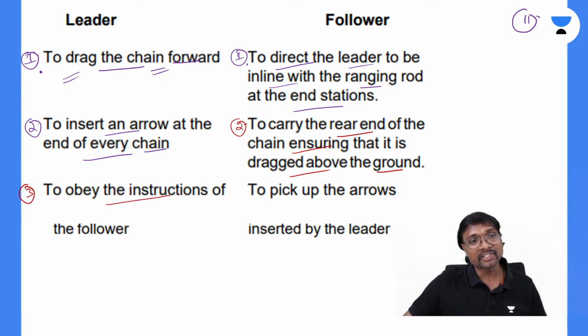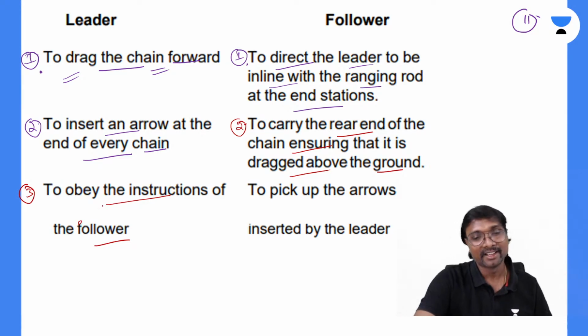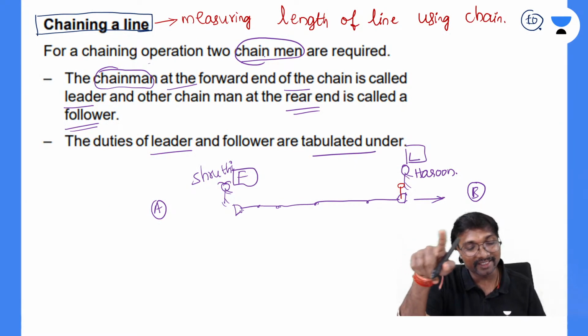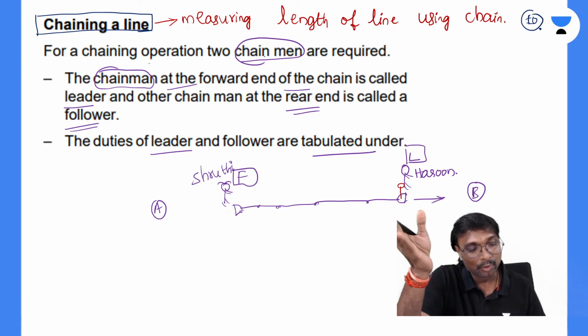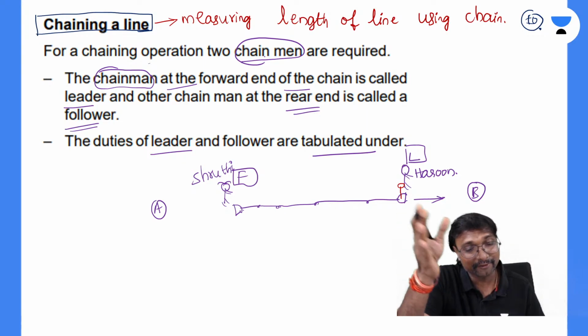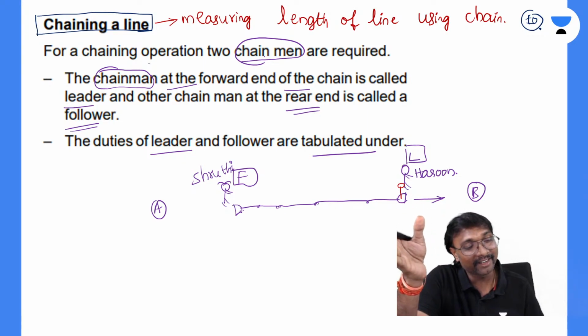To obey the instructions of the follower. Here, does the leader obey the instructions of the follower, or does the follower obey the leader? The leader has to listen to the instructions of the follower. If the follower says move left, the leader has to move left. If the follower says move right, the leader has to move right. If the follower says stop, you stop.